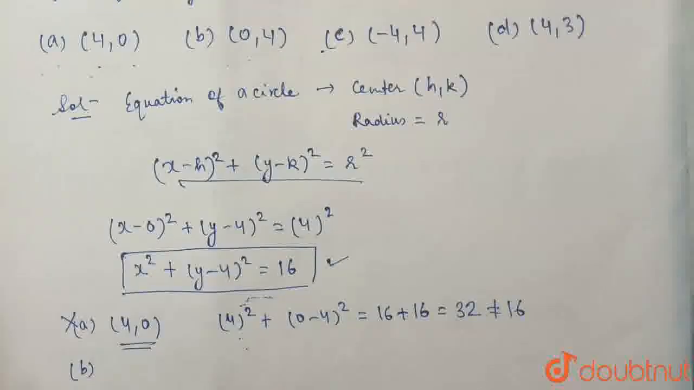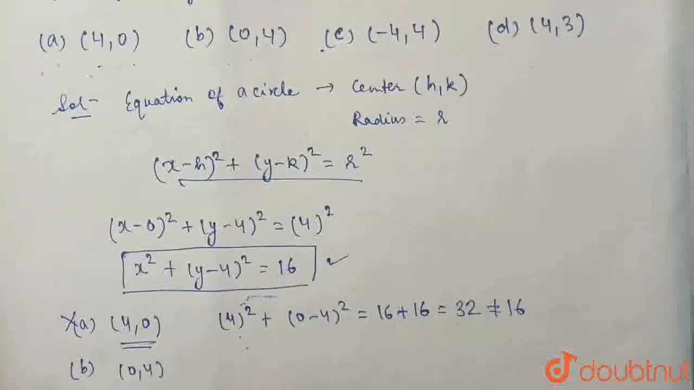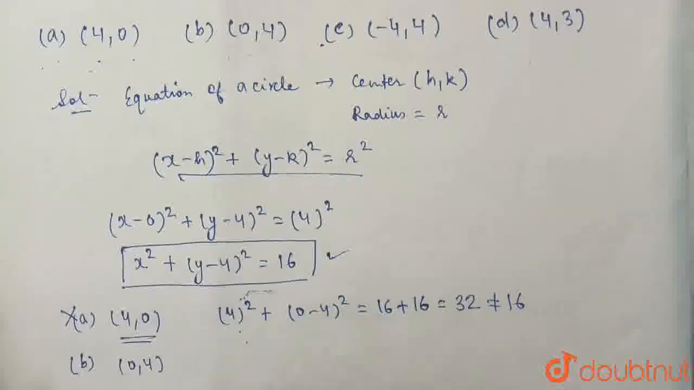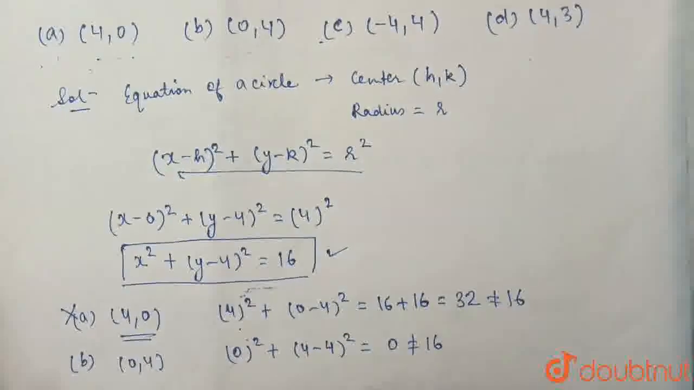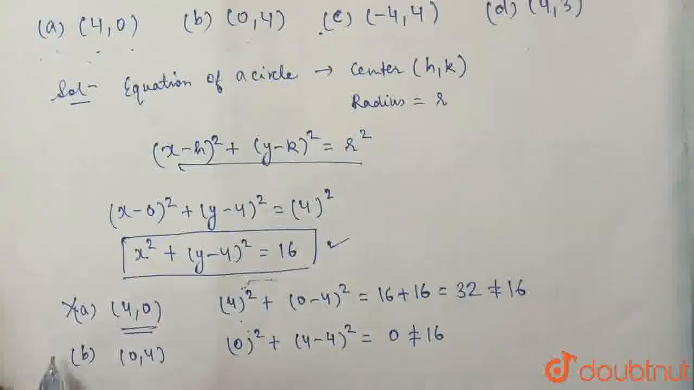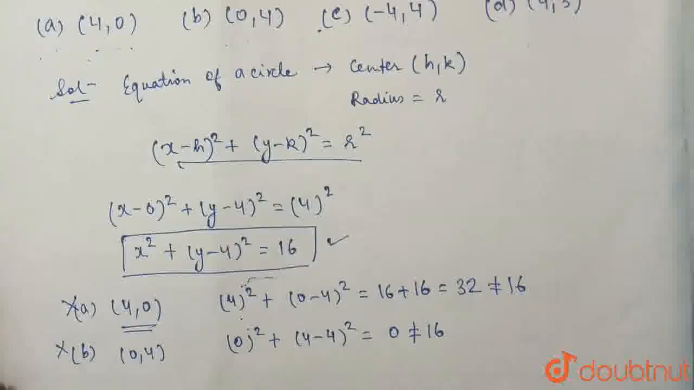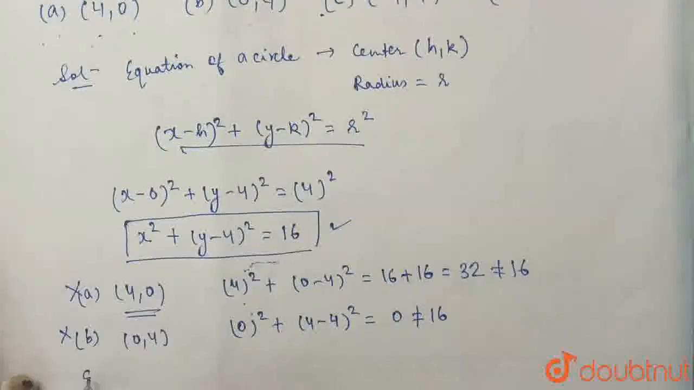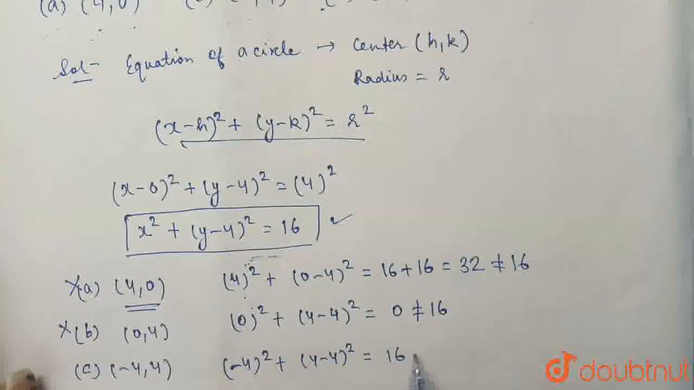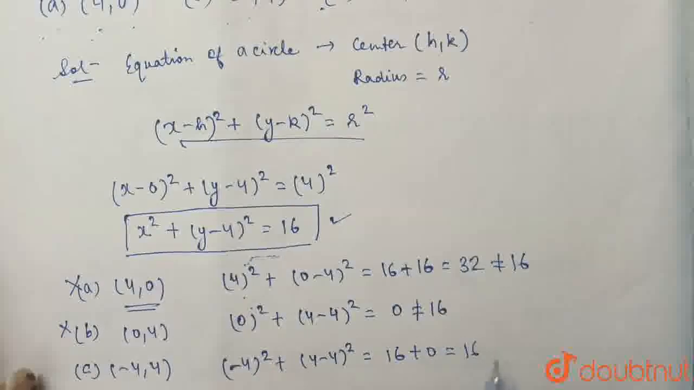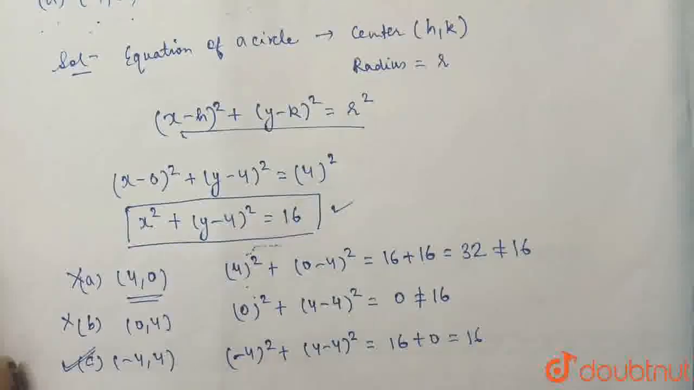Now checking for option B, which is (0, 4). Putting the values of x and y in this equation, we get 0² + (4 - 4)², which is 0, which is also not equal to 16. So therefore (0, 4) also doesn't lie on the circle. Now checking for point C, that is (-4, 4). Now (-4)² + (4 - 4)² is equal to 16 + 0, which is equal to 16. So therefore this lies on the circle.